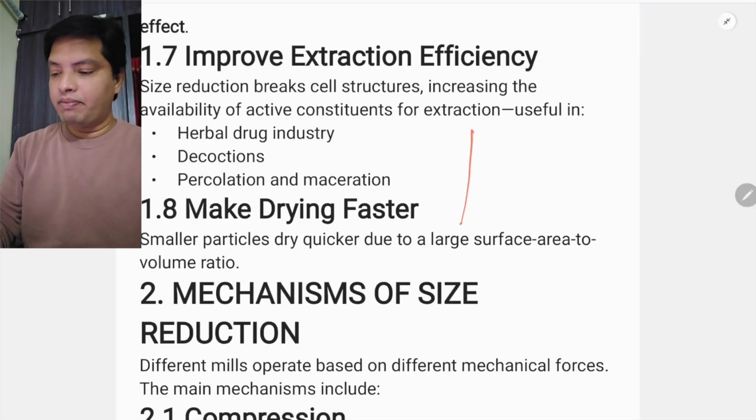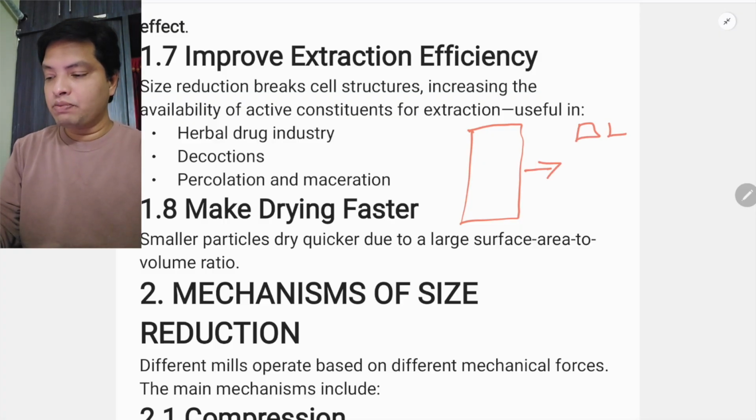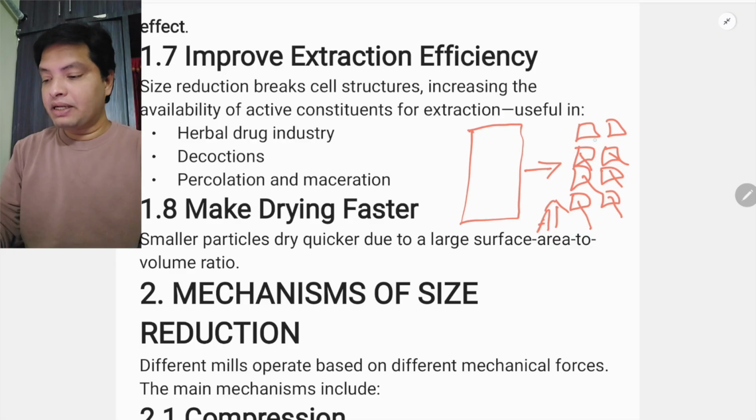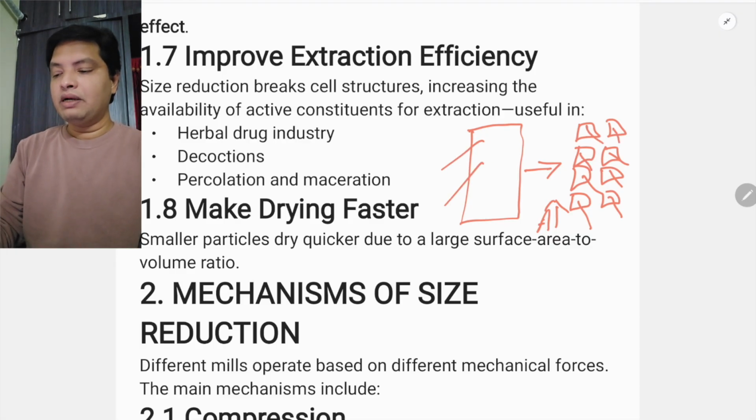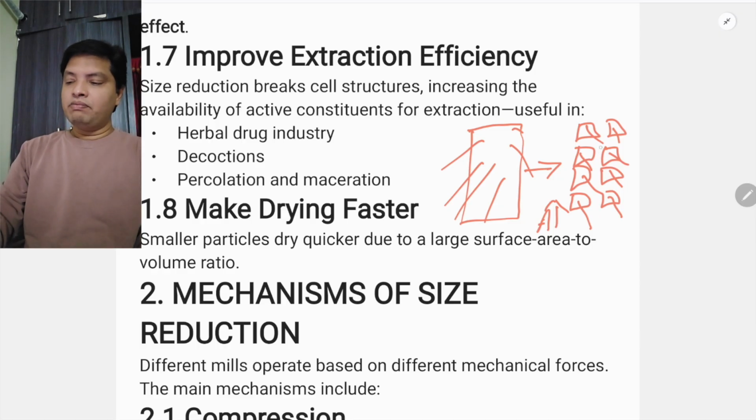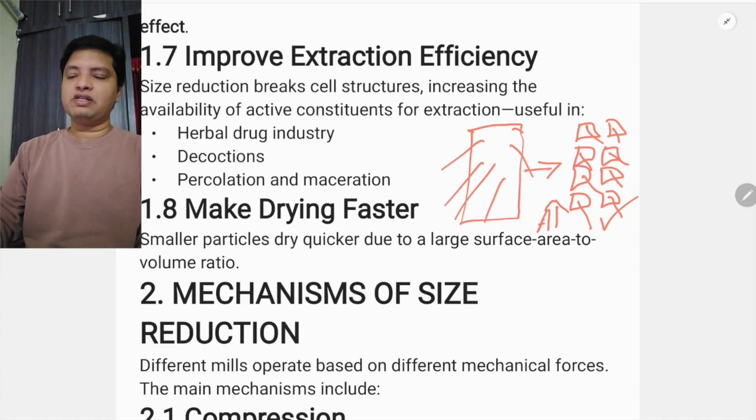If you are taking one bark, and I want to extract something from this large bark, instead, if I make this large bark into small pieces like this, what happens? The surface area will increase. So from each particle there will be extraction, compared to one full extraction process of a unit bark. If you make that bark into small particles, from each particle there will be more extraction, so the extraction efficiency will be more.